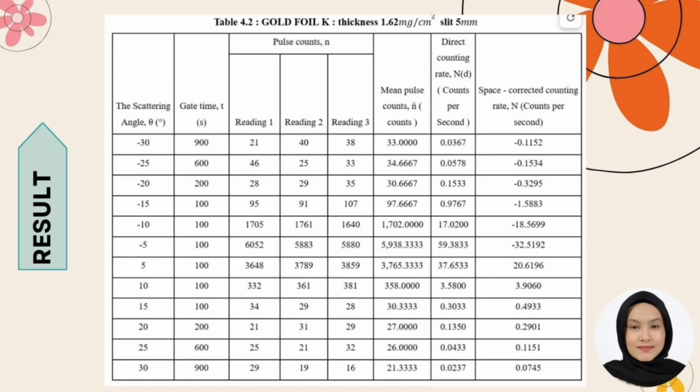This table shows the same analysis for gold foil sample K, which had a slightly thicker foil. Again, we took 3 readings at different angles and corrected the raw pulse count. The highest corrected rate reached 59.38 counts per second, which is higher than sample C due to possible differences in foil thickness or scattering condition.